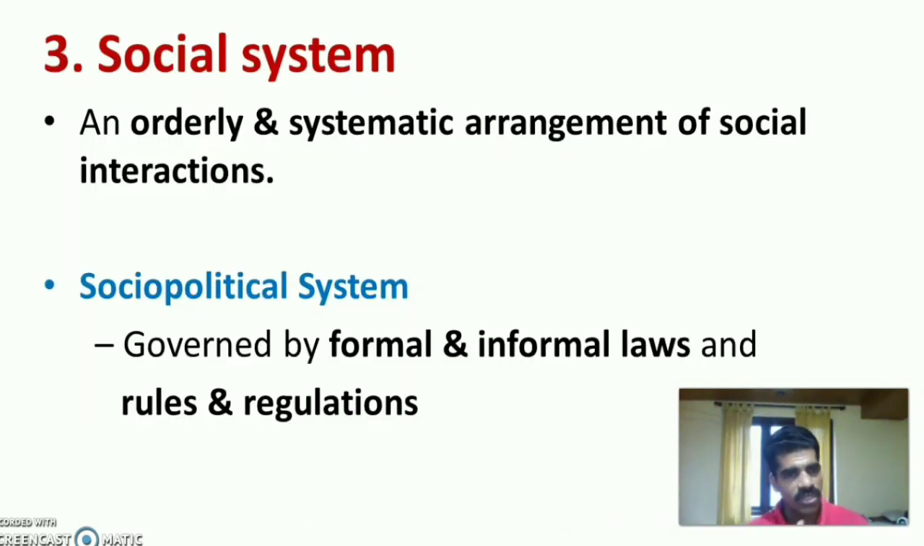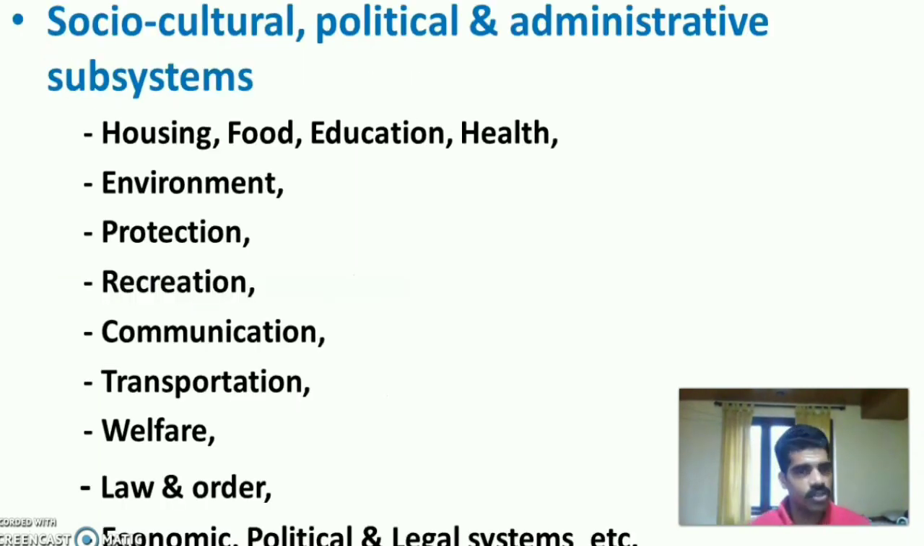Information required regarding social system. Social system is an orderly and systematic arrangement of social interactions, also known as socio-political system. Socio-cultural, socio-political and administrative subsystems include housing, food pattern, education status, health status, environment, protection, recreation facilities, communication facilities, transportation availability, welfare of the people, law and order, economic, political and legal system of the community, etc.